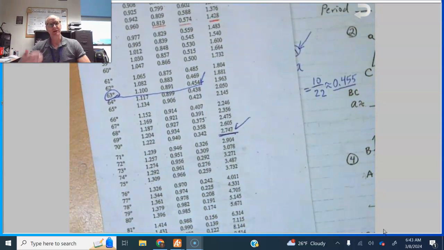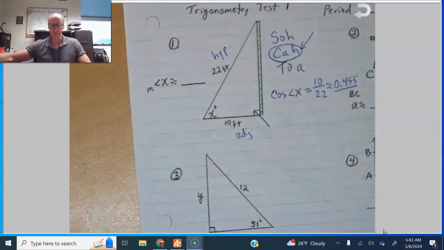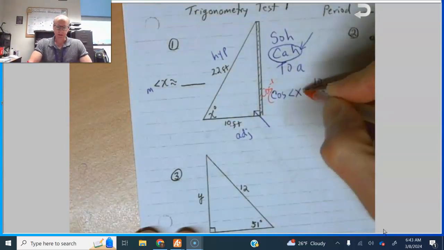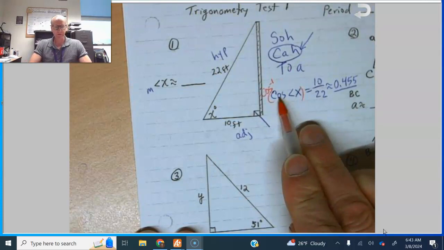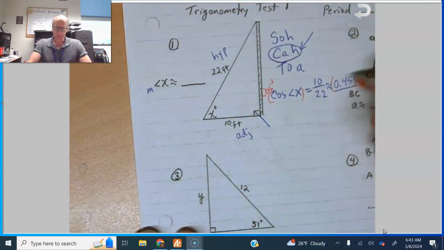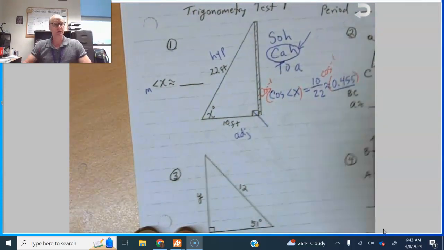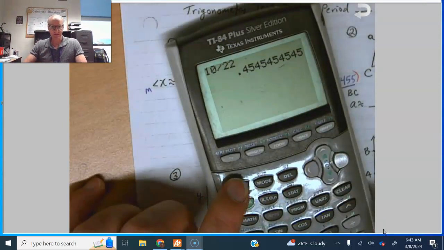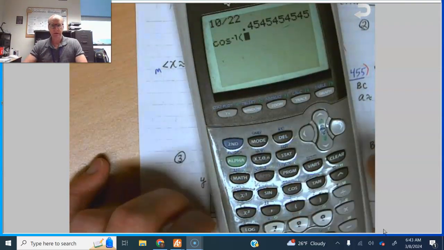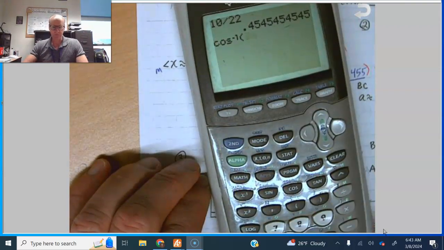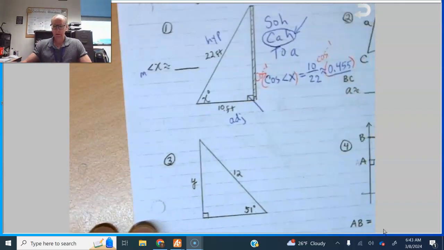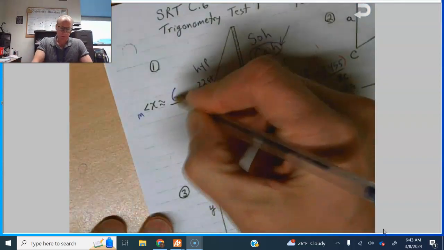Now that's called taking the inverse cosine, and this is what it looks like when you do that trig function. You take the inverse cosine of the cosine of angle x, which looks up the angle that has that cosine. And we use our calculator. We hit second cosine, and it looks like inverse cosine of 0.454545 and so on. And we are going to get very, very close to 63 degrees. And we are moving on.